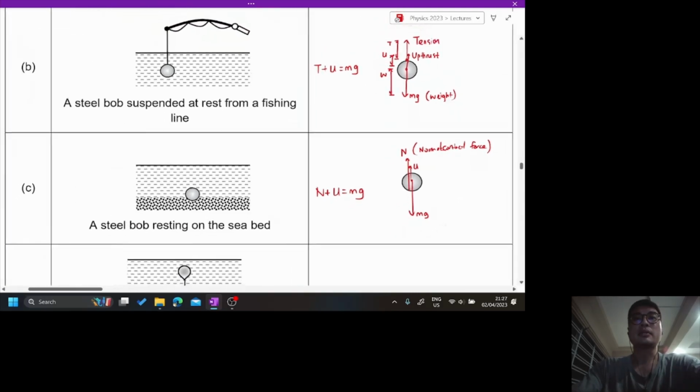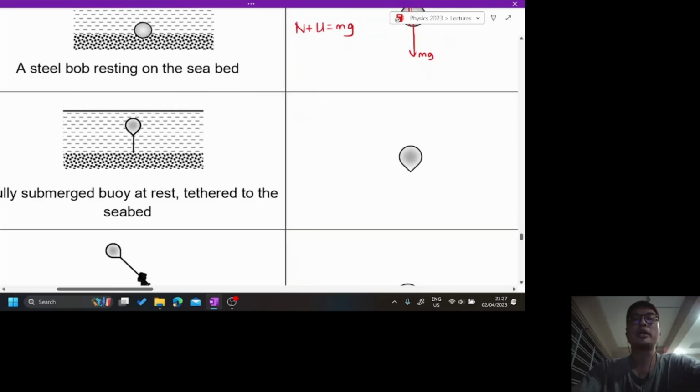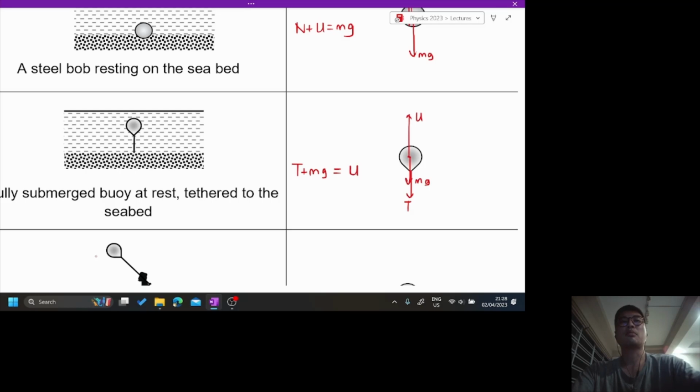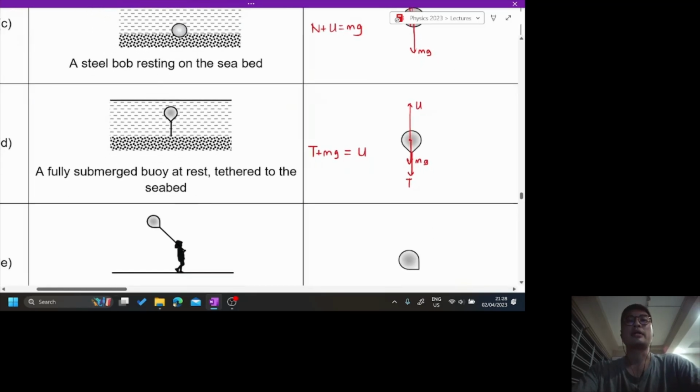Let's go on to the next question. A fully submerged buoy at rest tethered to the seabed. Now the buoy has a weight mg, but this time the upthrust is greater than the weight. So this is upthrust. In order to balance the upthrust, there has to be an additional tension pulling downwards from the point of the cable. So for this case, the tension plus the weight will be equal to the upthrust, because the buoy is floating in the water.